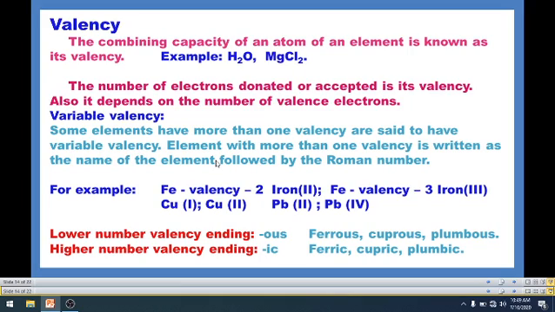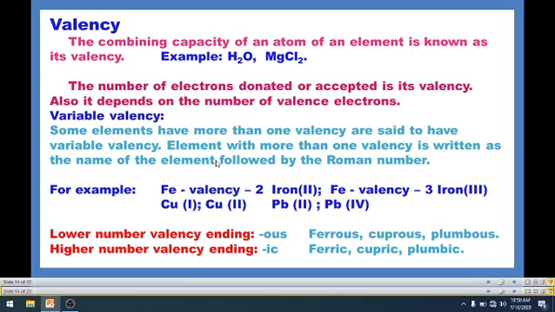Oxygen is combined with 2 hydrogen atoms. Therefore, the combining capacity of oxygen is 2. That means the valency of oxygen is 2. And magnesium chloride: magnesium combines with 2 chloride atoms. So that means the combining capacity of magnesium is 2. That is, the valency of magnesium is 2.